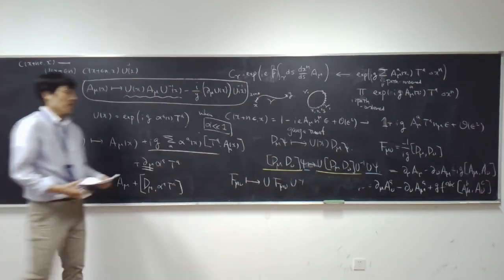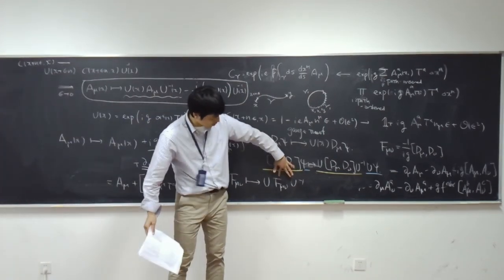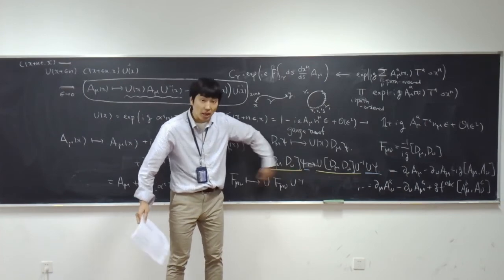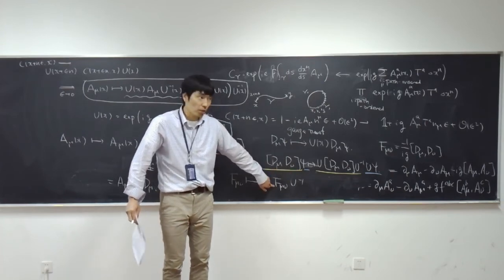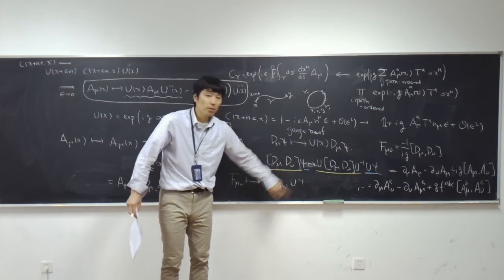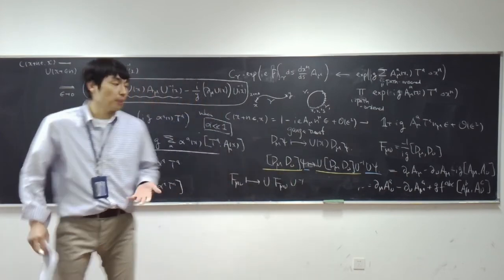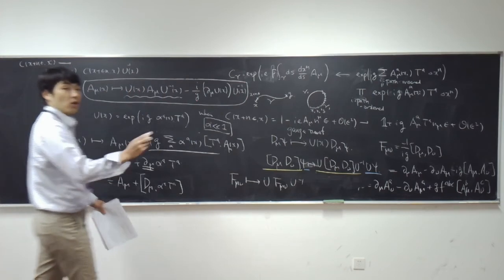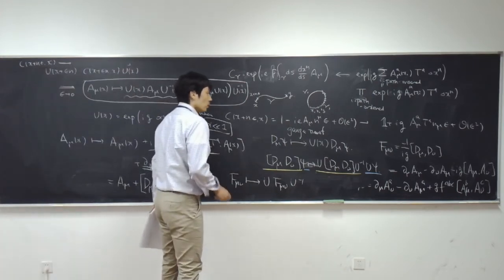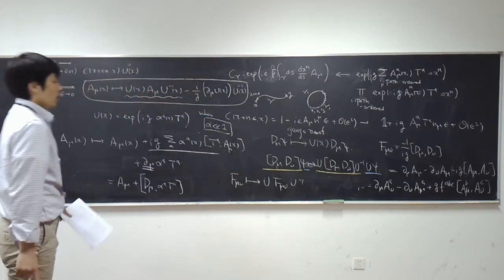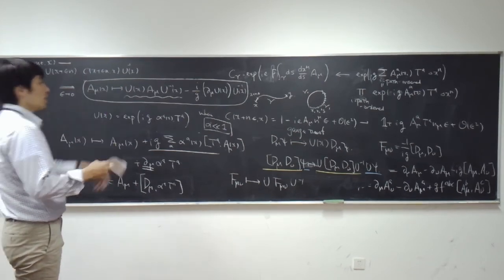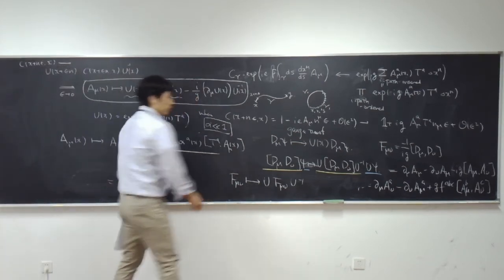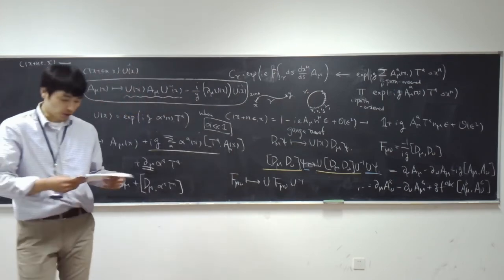And if this is the abelian case, they just commute, so the U and U inverse cancel. But now F_mu nu is algebra valued, and U inverse takes Lie group values, so they no longer commute. That's how the field strengths transform under gauge transformation.